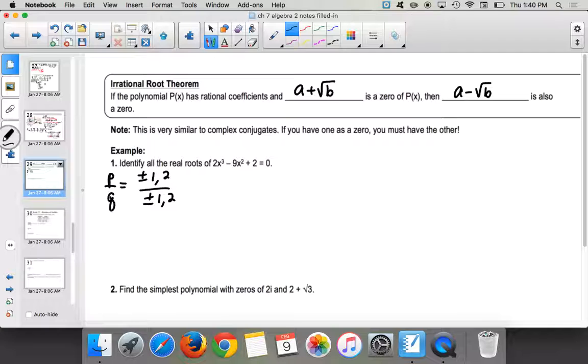All right, anything that you guys want to try? I think 1 does not work. Can you guys check that in your head? 2 minus 9 plus 2, is that going to be 0? No. So maybe we tried 2. Let's try 2.